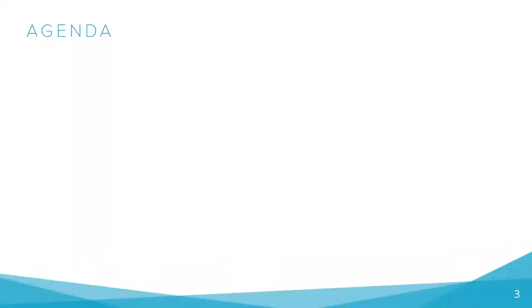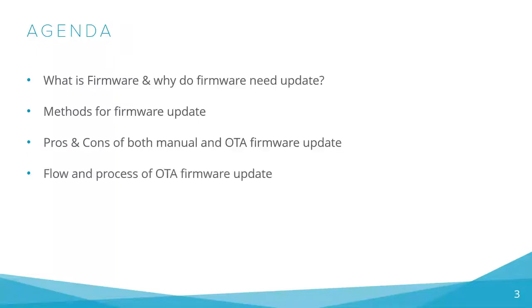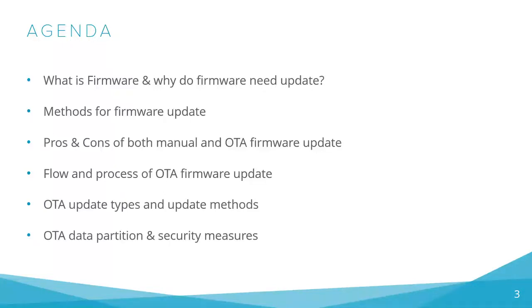So today's agenda is: what is firmware and why do we need firmware update? Methods of firmware update, pros and cons of both manual and OTA firmware update, flow and process of OTA firmware update, OTA update types and their methods, and the last point we shall cover is OTA data partition and security measures.